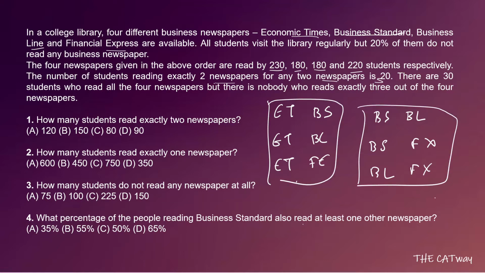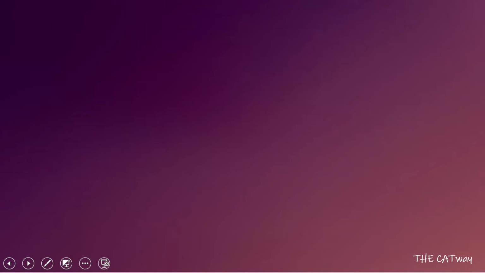Now there are 30 students who read all the four newspapers, but there is nobody who reads exactly 3 out of the 4 newspapers. So what we are going to do is we are going to make our representation. So let us make that.